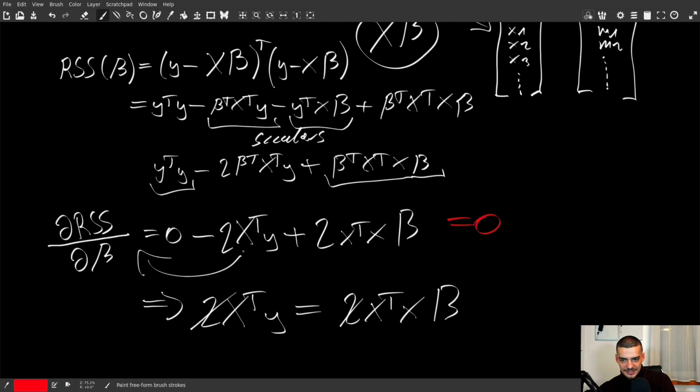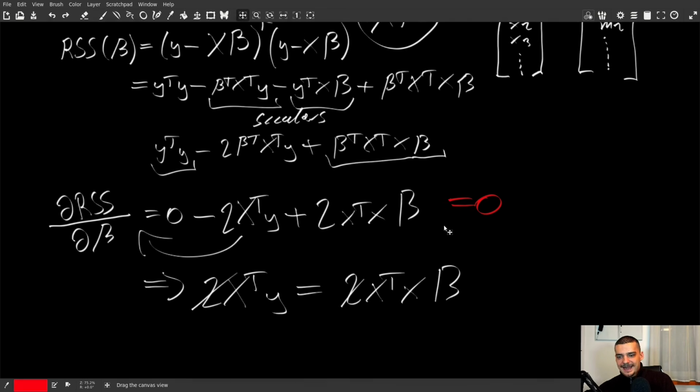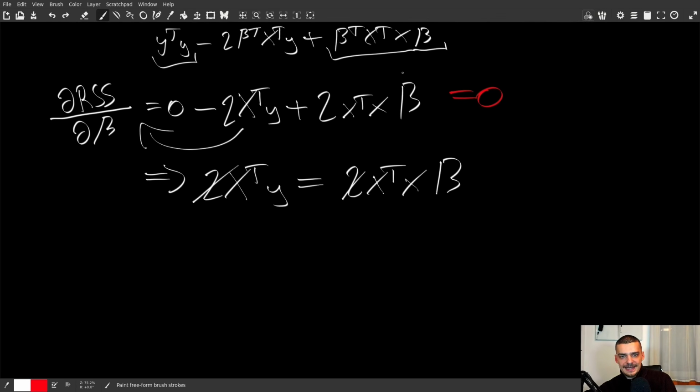This is why we can actually take this to the left side, or the right side in this case now. This is why we bring this over to the other side, because there's a 0 there. We're trying to set this equal to 0. And what we get as a result is beta hat, the optimal set of parameters.